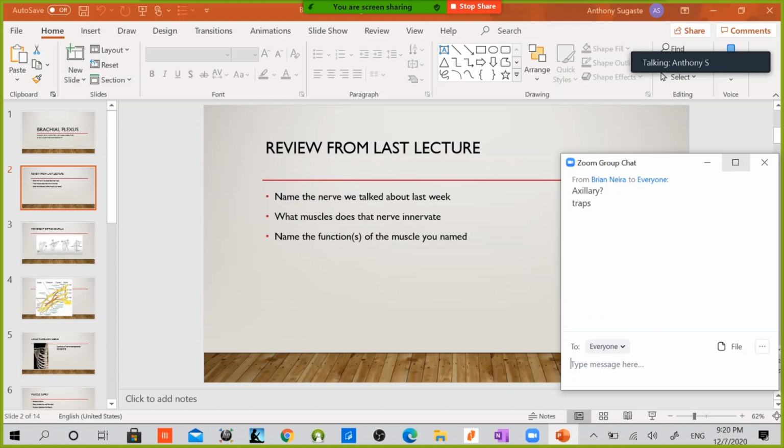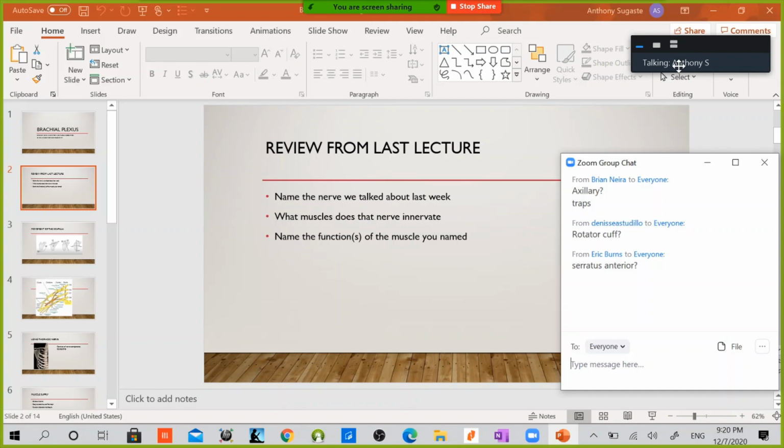Traps? No. Close. It's near the traps. So we're talking about shoulder motion. I'm going to give you the hints. The posterior aspect. It's close. It's around the shoulder blade. So what muscles were we talking about around the shoulder blade? Eric, that's very close, but that's today's lecture.